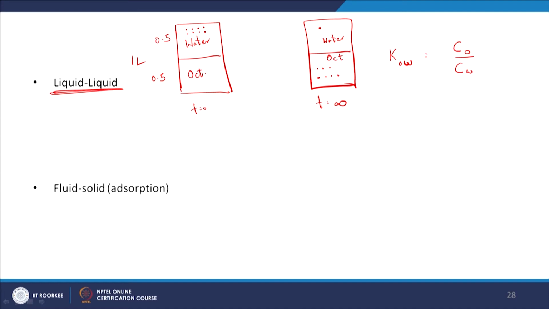So, what does that mean? I am going to have equal proportions of water and octanol here, and I am going to put in a known quantity of my particular compound, and after a certain amount of time I am going to look at the number of moles or the concentration of the compound in water and also the concentration of compound in octanol. Then KOW will be concentration of compound in octanol by concentration of compound in water, yes.